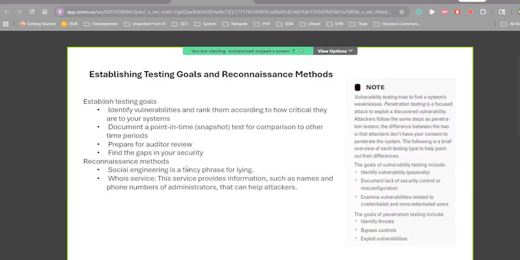So establishing testing goals and reconnaissance methods are here. Identify vulnerabilities and rank them according to how critical they are to your system. Again, once you identify those vulnerabilities, you have to rank them. Otherwise you cannot fix them all together, right? You have to start with critical, high, medium, low. So you have to prioritize, fixing the criticals first.